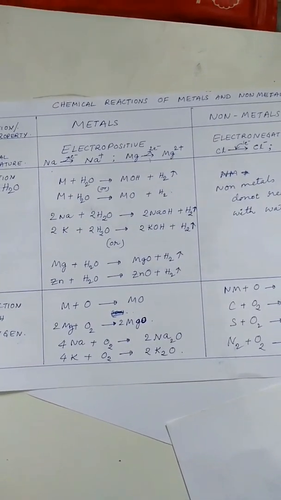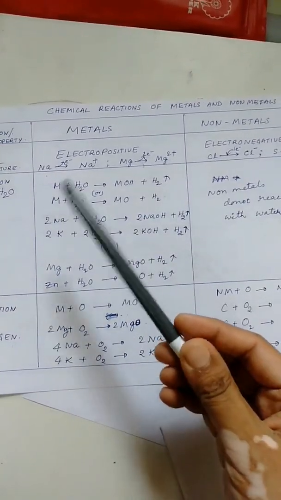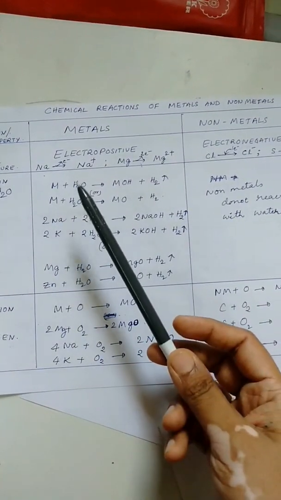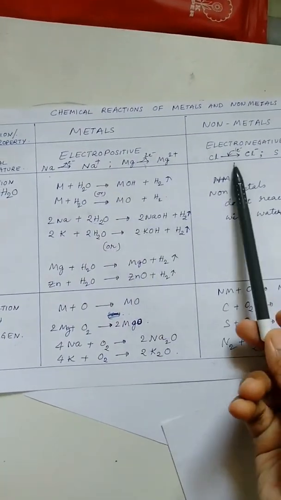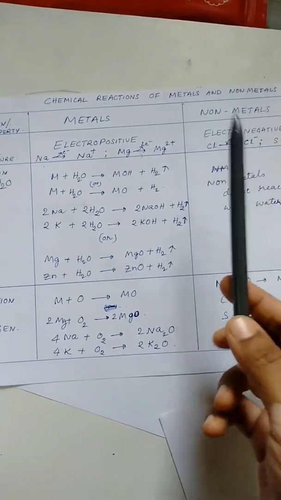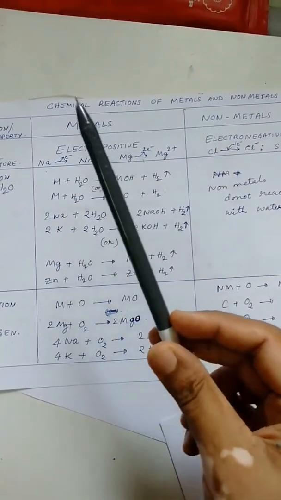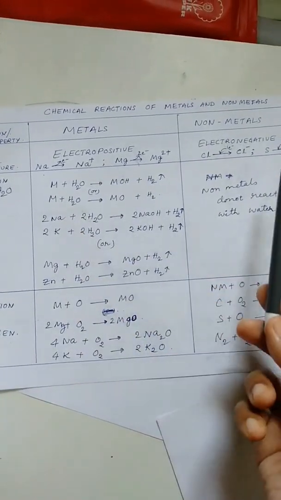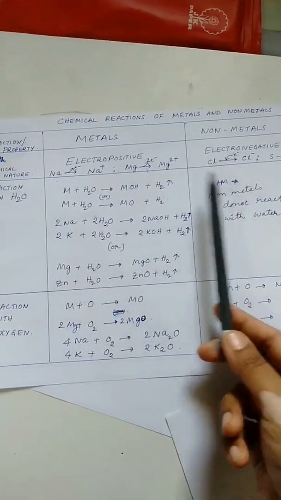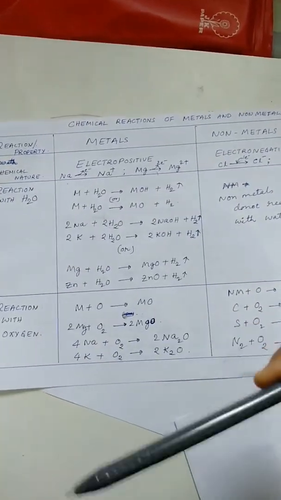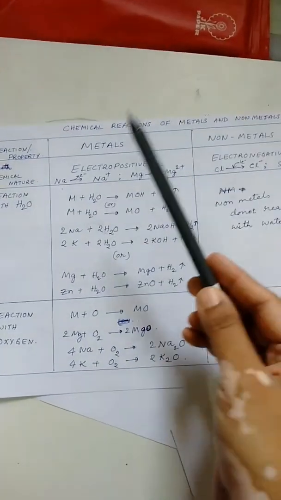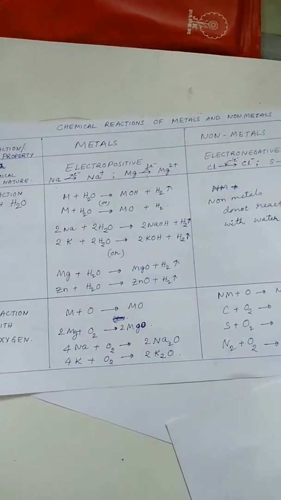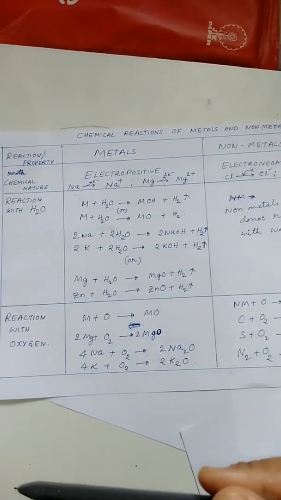This is Aisha and we are continuing with our first chapter of chemistry, that is metals and nonmetals. In my previous video, I dealt with the physical properties of metals and nonmetals. We differentiated the physical properties of metals and nonmetals under specific headings. And today, let us learn about the chemical properties of metals and nonmetals.